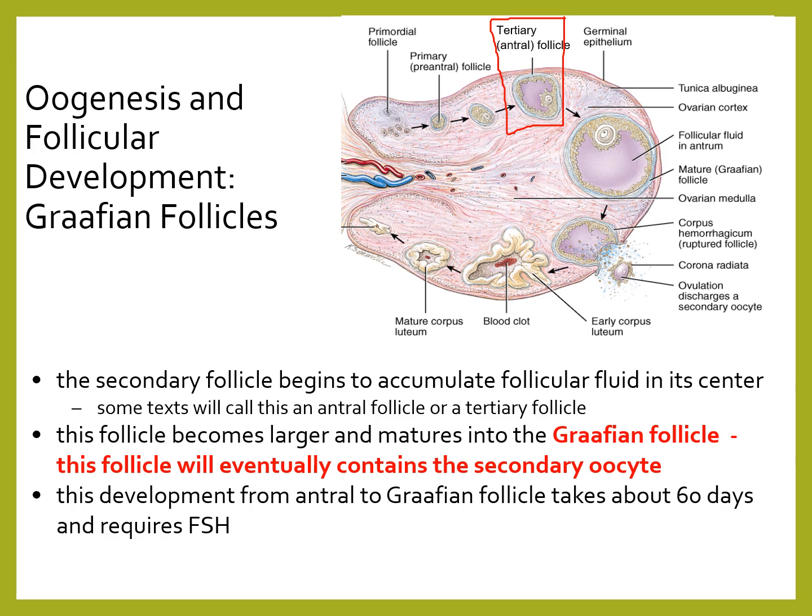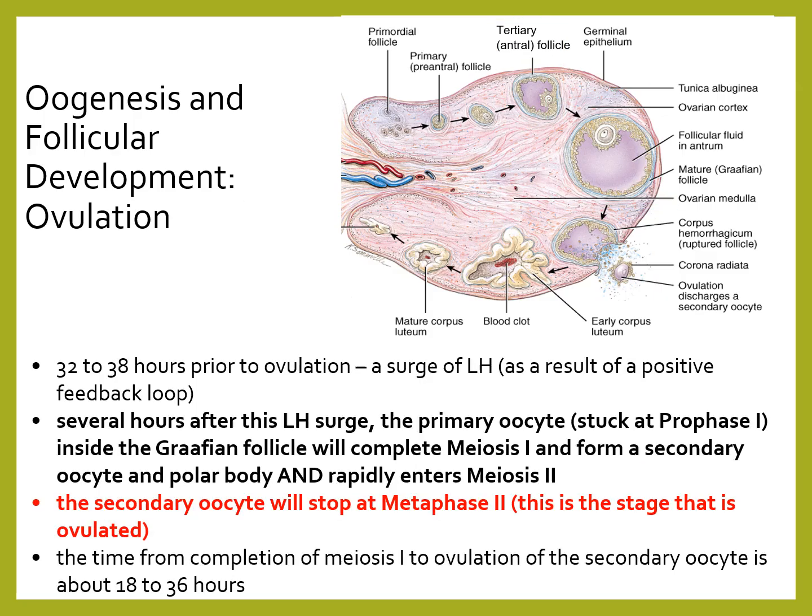It's going to become larger and larger until it becomes this follicle structure right here, which is the most mature follicular stage called the Graafian follicle. This follicle will eventually contain the secondary oocyte. This is the follicle that will rupture upon ovulation. Now, the development from antral follicle to that mature Graafian follicle will take about 60 days, and it will require the hormone follicle stimulating hormone, or FSH.